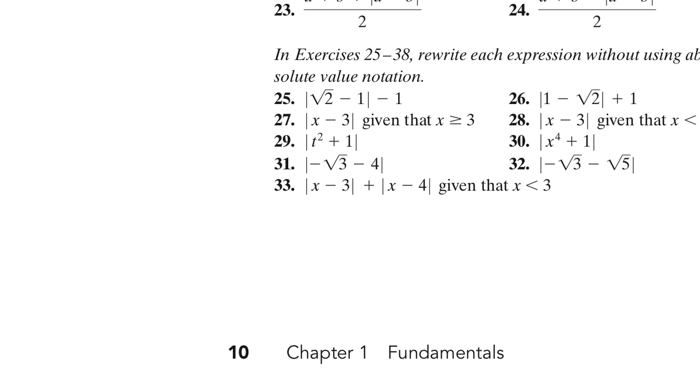And so for number 26, we have the absolute value of 1 minus the square root of 2. Oh, how interesting. Square root of 2, absolute value plus 1. And I say this is so interesting because take a look at this. Here we have the square root of 2 minus 1.